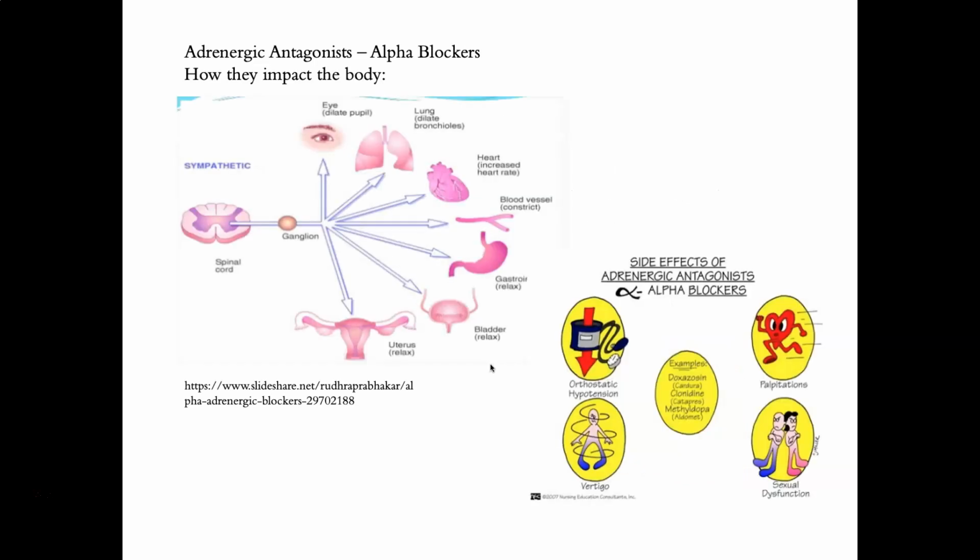All right, let's move on. Oh, sorry. I have a slide here about how they impact the body. So adrenergic antagonists, when they are an alpha blocker, they will allow the eye to dilate, the lung to dilate, the heart rate to increase, blood vessels to constrict. They'll relax the GI tract, they'll relax the bladder, they'll relax the uterus. Side effects include orthostatic hypotension, vertigo, palpitations, and sexual dysfunction. And some examples they give you of alpha blockers include the clonidine and some others.